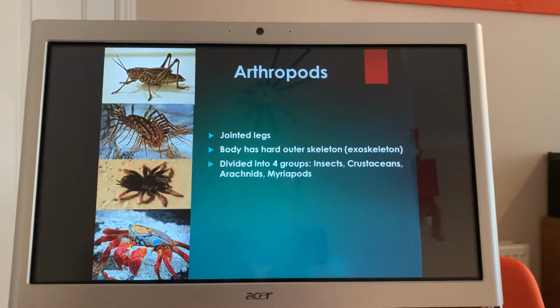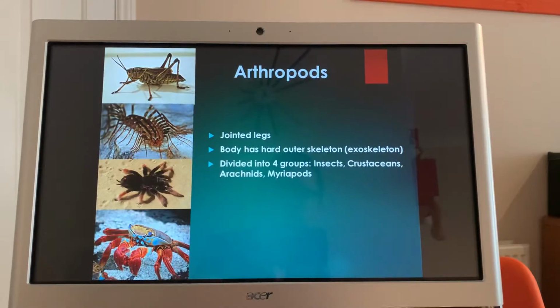3 key facts for arthropods. Jointed legs. The body has a hard outer skeleton or an exoskeleton. And they're divided into 4 groups: insects, crustaceans, arachnids, myriapods.